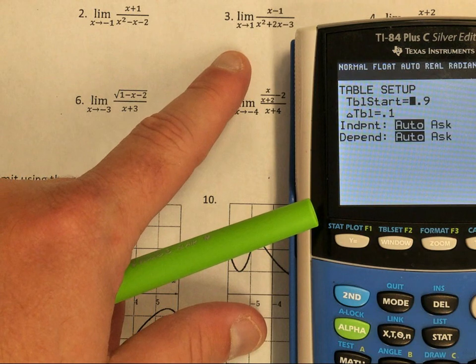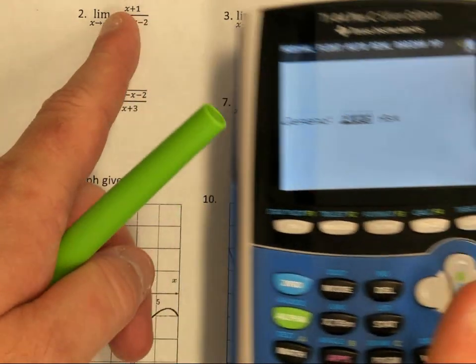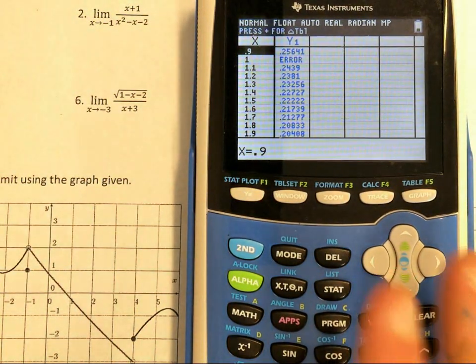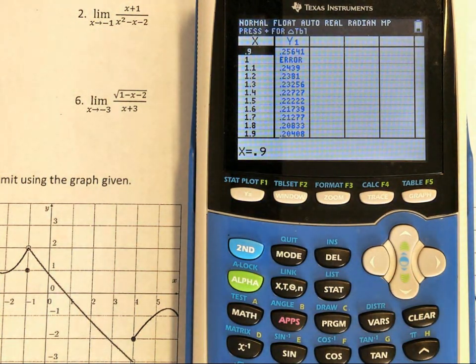I'll go back to my table and look at what's going on. Then I do my table. What will be the limit? As I approach from the left and to the right, I'm getting very close to 0.25. I'll say 0.25.